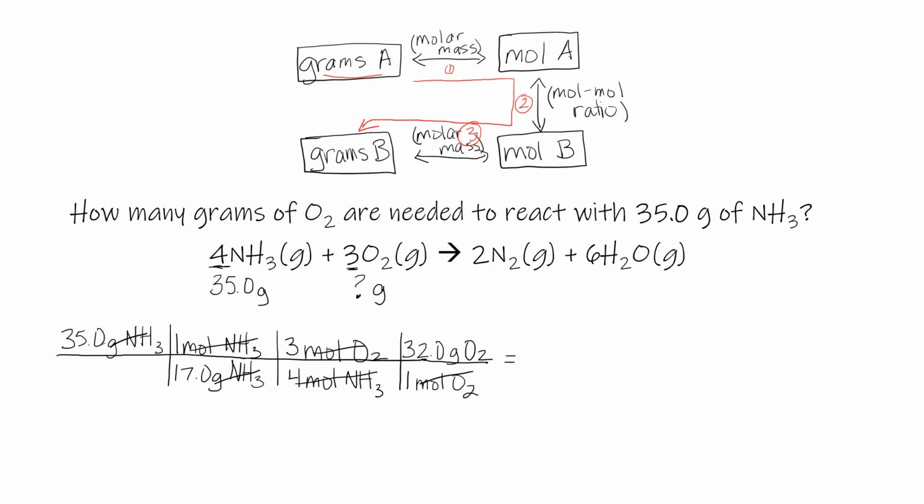35 times 3 times 32, and then we're dividing that by 17 times 4, and rounding to 3 significant figures, we should get 49.4 grams of oxygen. Okay, so those are a couple of examples on how to use this roadmap to help you keep track of what conversion factors you need to do next when you are converting between grams and moles in a chemical reaction.